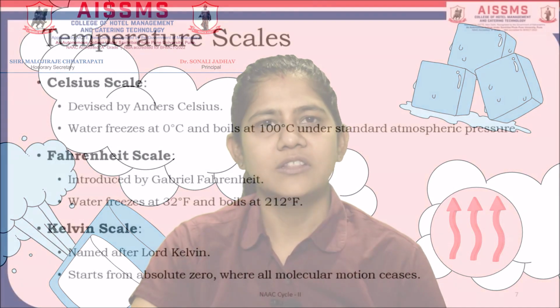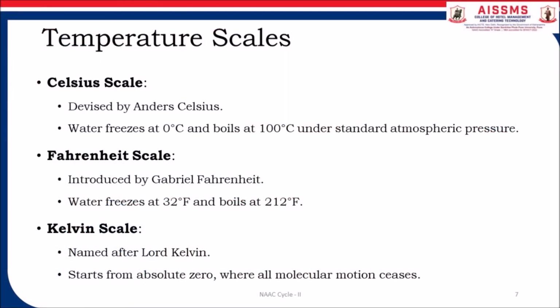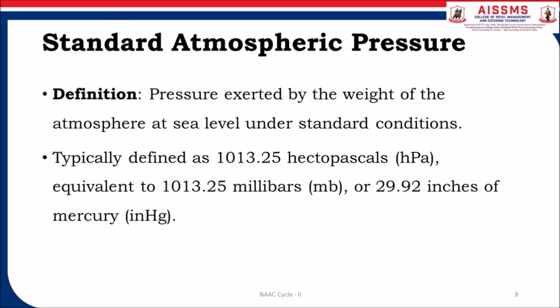We have the Celsius scale devised by Anders Celsius, where water freezes at 0 degrees Celsius and boils at 100 degrees Celsius under standard atmospheric pressure. Let's understand what is standard atmospheric pressure. Standard atmospheric pressure is the pressure exerted by the weight of the atmosphere at the sea level under standard conditions.